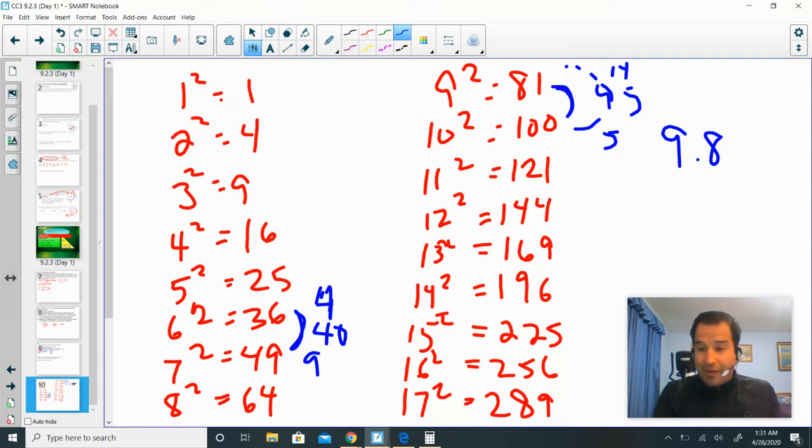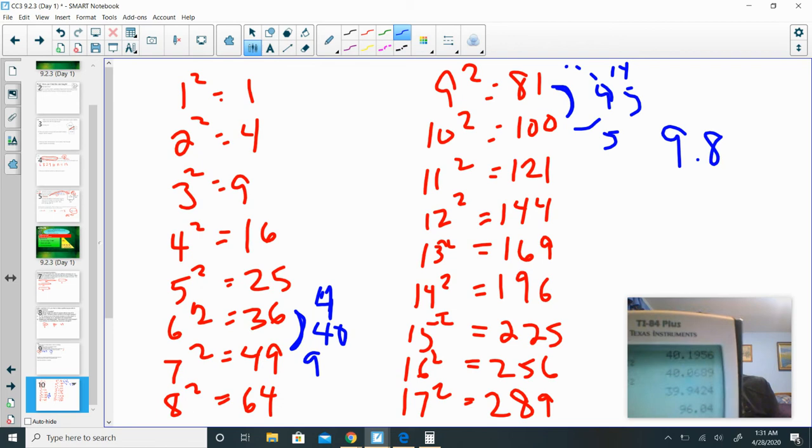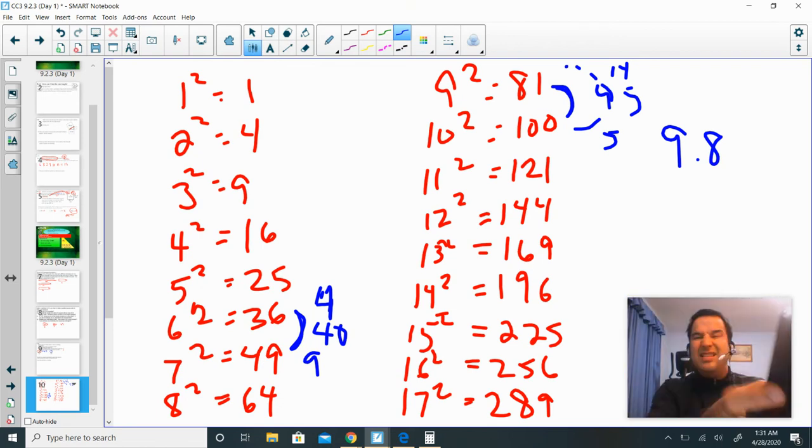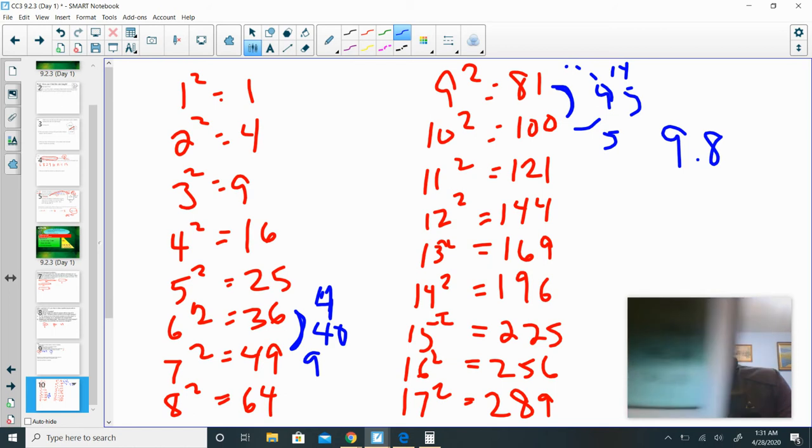Not yet. Okay, ready? Let's check. So I got 9 and 8/10, and I got 96 and 4/10. That's kind of high. Let's see if I had picked 9 and 7/10. 9 and 7/10. Oh. 94 and 09 hundredths.